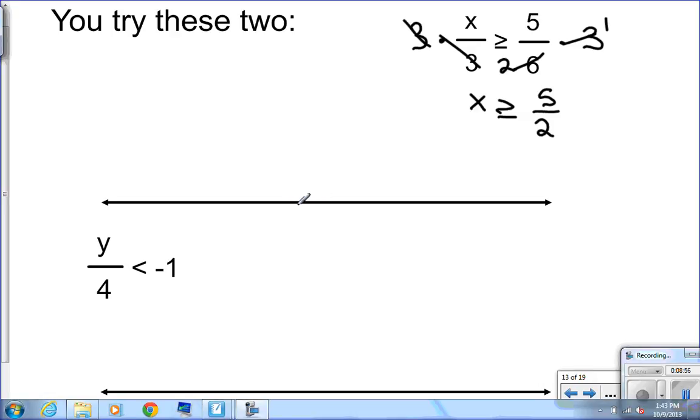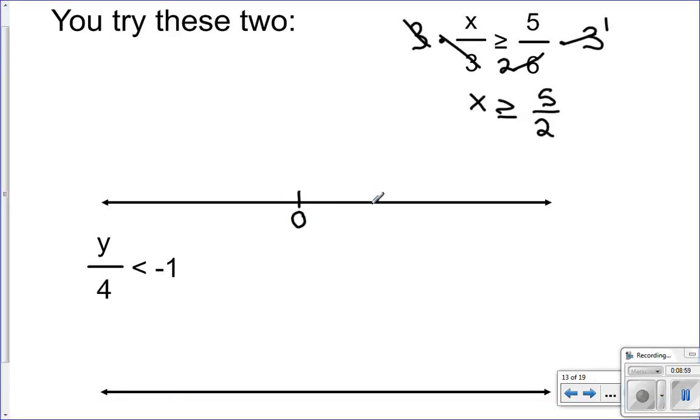So I'm going to graph this. Here's 0. 5/2 is the same thing as 2.5, so I'm going to do 1, 2, 3. It's 5/2, so that's about right here. And it's greater than or equal to, so it's a closed circle. And it's everything greater than it. Right there. This is about 5/2.